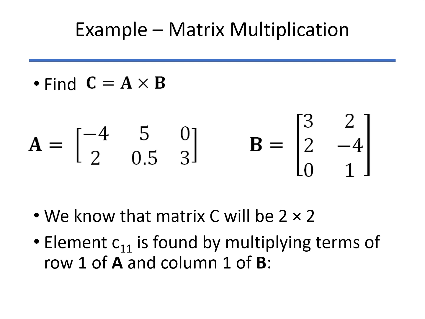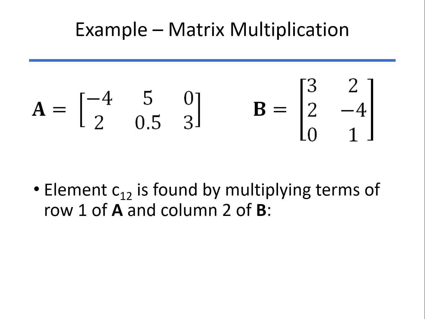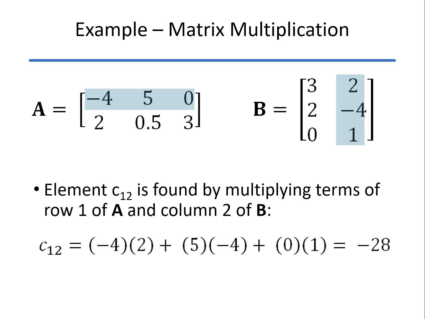So element C11, you take the first row of A and multiply those terms by the terms of the first column of B. So in this case, it would be minus 4 times 3 plus 5 times 2 plus 0 times 0. That should say a 0, by the way, a little typo there, but the answer is still the same. The C11 term is going to be minus 2. For C12, it's first row of A times second column of B. So minus 2 times 4 plus 5 times negative 4, once again plus 0, is minus 28.